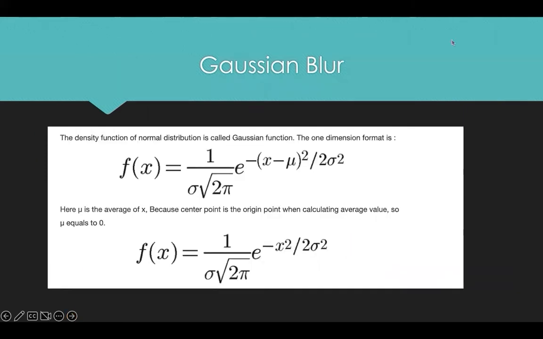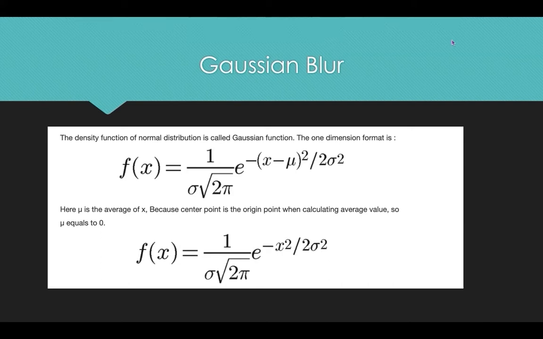If you see on the screen, you will be able to see the density function of normal distribution, f of x. The density function of normal distribution f of x is also called as Gaussian function. The one-dimensional format is as shown on the screen. Here, mu is the average value of x because center point is the origin point when calculating the average value.